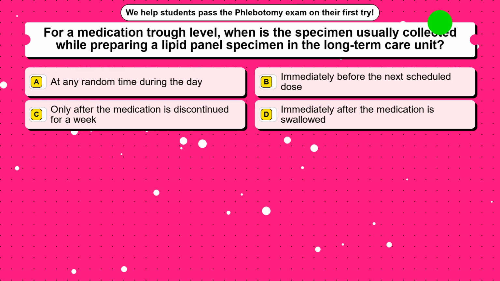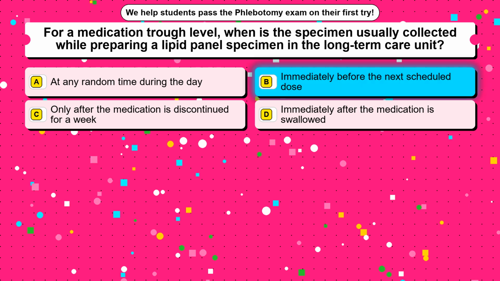Question 47. For a medication trough level, when is the specimen usually collected while preparing a lipid panel specimen in the long-term care unit? Option A, at any random time during the day. Option B, immediately before the next scheduled dose. Option C, only after the medication is discontinued for a week. Option D, immediately after the medication is swallowed.